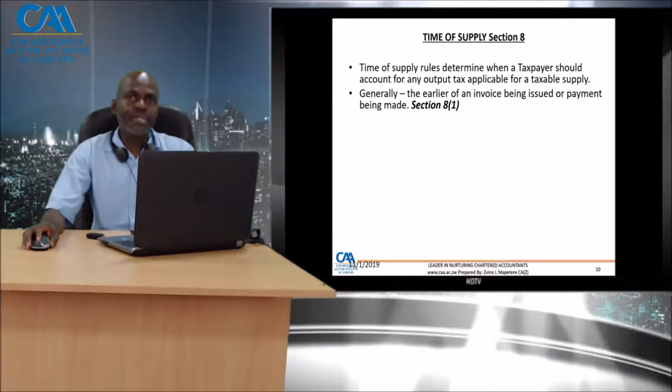And quite recently this has been adjusted to say whenever goods have been delivered, that becomes the time of supply. But this is the 2019 adjustment that came through at the December 2018 budget, which will be part of your syllabus.